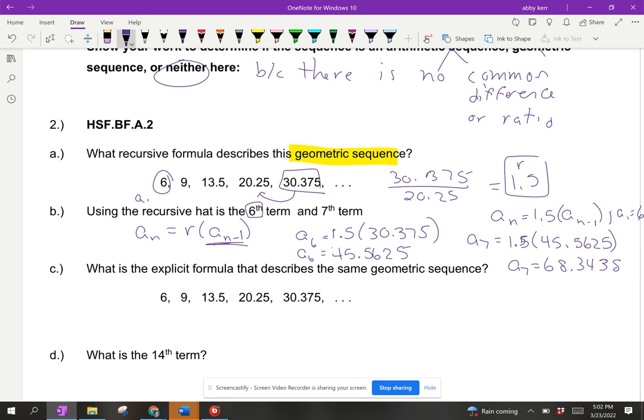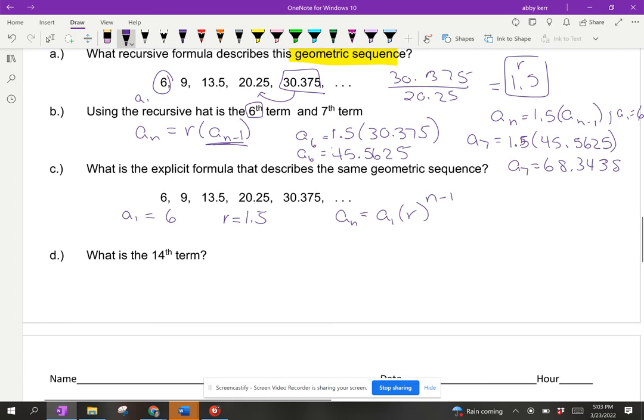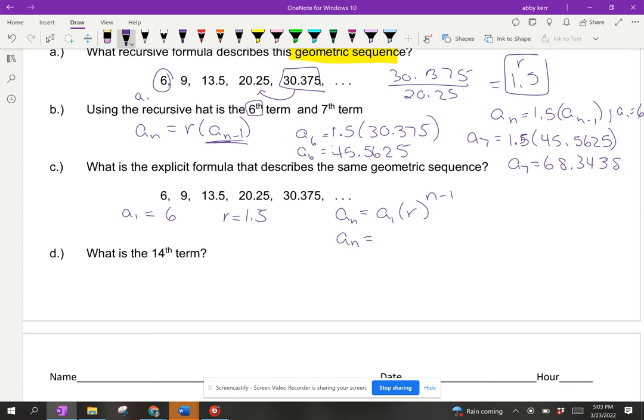Now it's the same formula. It's the same sequence, so we already know this part. The explicit is telling us it's our first term times our ratio raised to the n minus 1. So all we need to do is plug it in. Our A sub 1 was 6. Our ratio is 1.5 raised to the n minus 1.